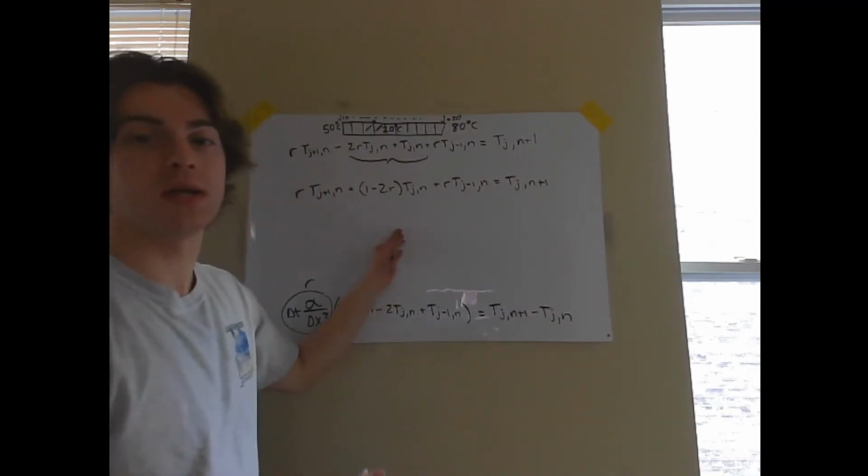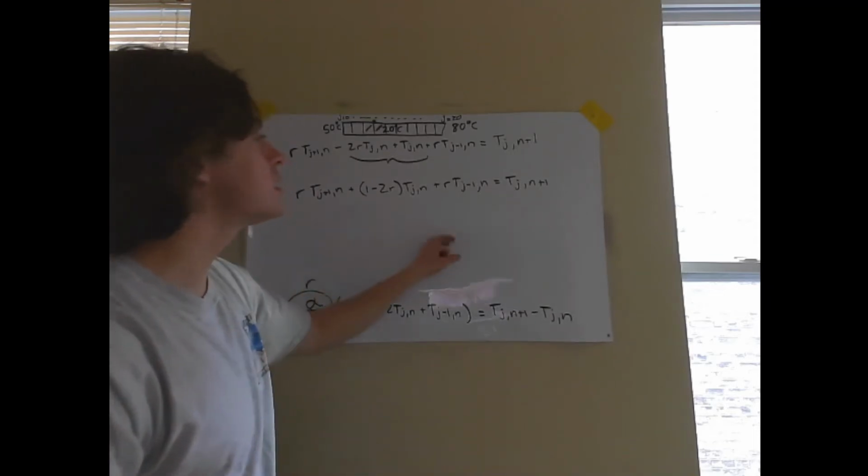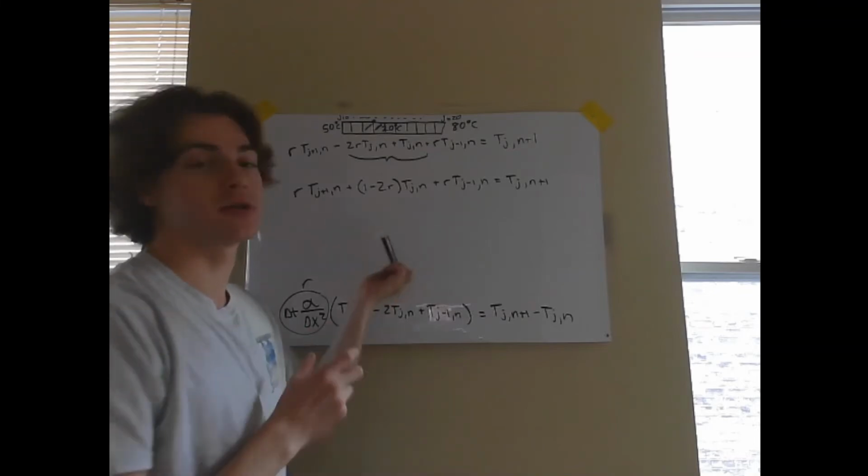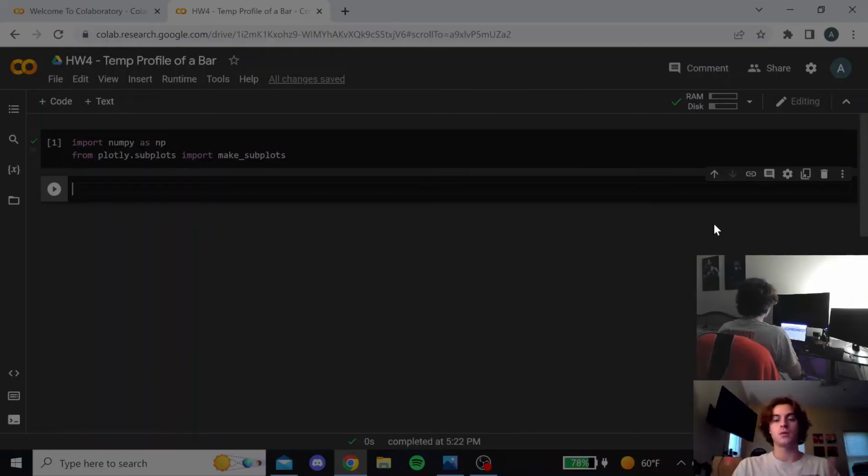So now we can go ahead into Python and plug this in, and we'll be able to iterate through a loop and find all the temperatures across the bar. So now that we have the equation we need to create the temperature profile as time changes with our bar, we can go ahead and code it into Python. So I've imported NumPy as np, and we'd like to graph the temperature profile. So I imported make_subplots from Plotly. So how we're going to start is we're just going to go ahead and define our constants.